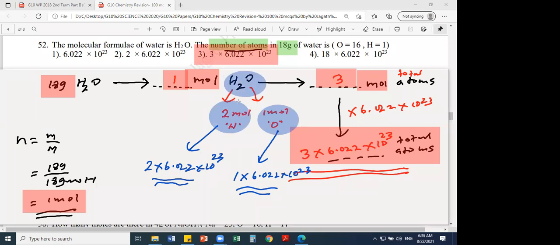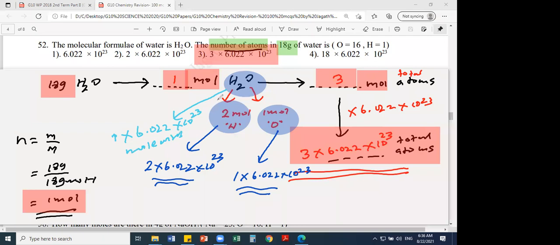Is that clear? But what is the other question they could ask? I'll write with a different color. I will use this one. If they ask molecules, then the same thing. 1 mole of water, then you get H2O molecules will be 1 into 6.022 into 10 to the power 23. That is what? H2O molecules.